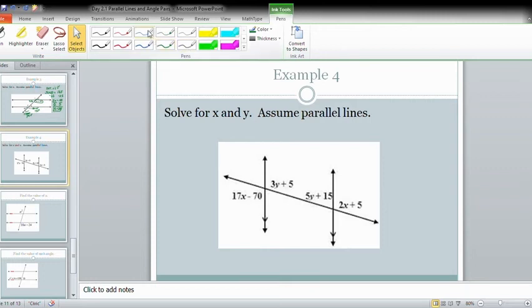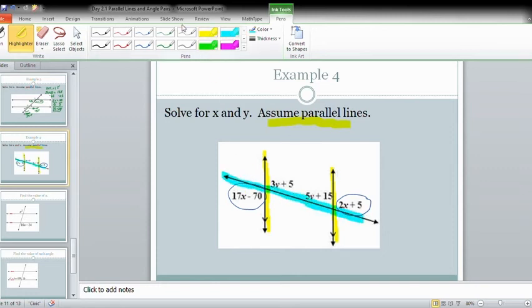All right, let's take a look at a couple more. So we want to find the value of x and y. So let's look at the x values first. Here's my x equation and my x equation over here. So the first thing you must ask yourself is, what is the relationship between those two? Here are my lines, and they are parallel. I see the symbol here, and it also says assume parallel lines. So parallel lines, I have my transversal.